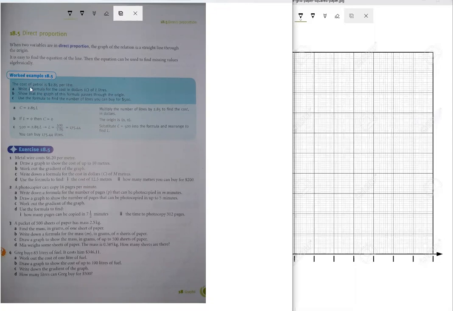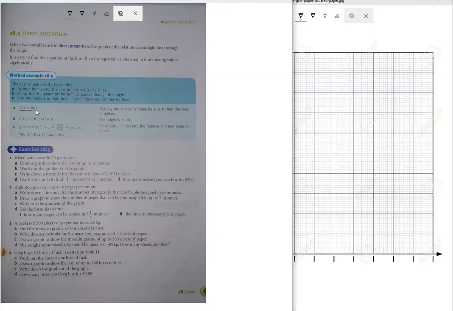It says the cost of the petrol is $2.85 per liter. That means 1 liter is 2.85. So they ask you to write a formula in terms of C and L. C will be the cost, L will be the liters. So the answer is quite simple. You can see from here, C equals 2.85 L. C represents the money, the cost, equals 2.85 times L, and L means how many liters.